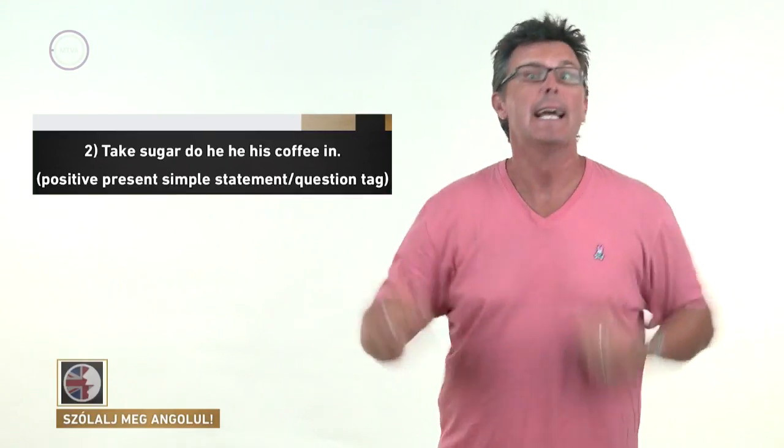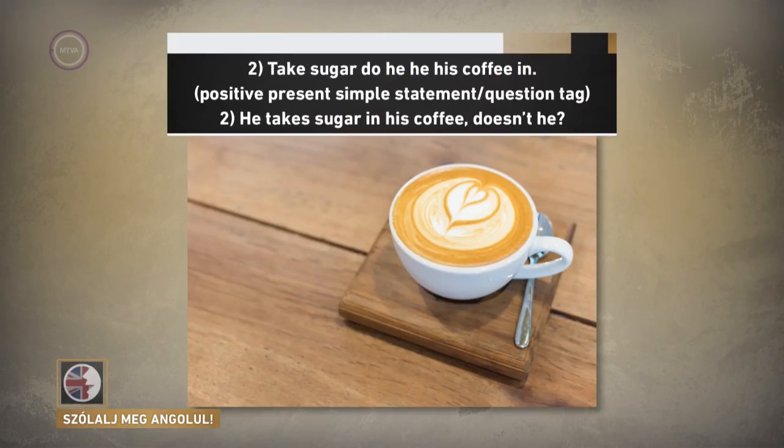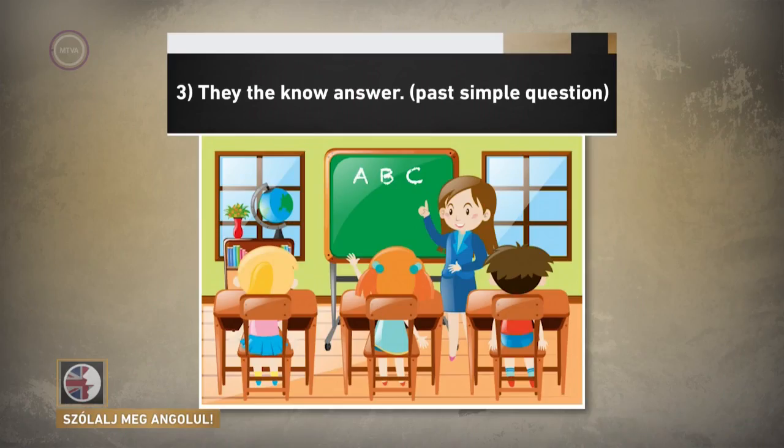Let's see it. Number 2. He takes sugar in his coffee, doesn't he? Brill! Next. Aha! An easy one.